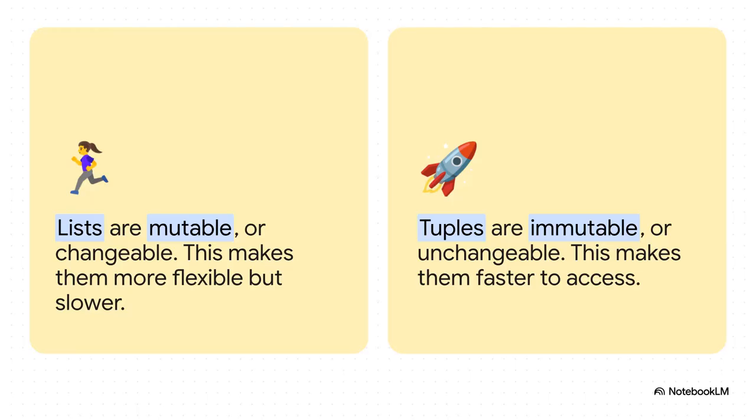Okay, let's do a quick head-to-head. Lists are mutable, they can change. Tuples are immutable, they're locked in. And here's a cool little bonus. That difference actually makes tuples faster. Since Python knows a tuple will never change, it can be a bit more efficient with it.